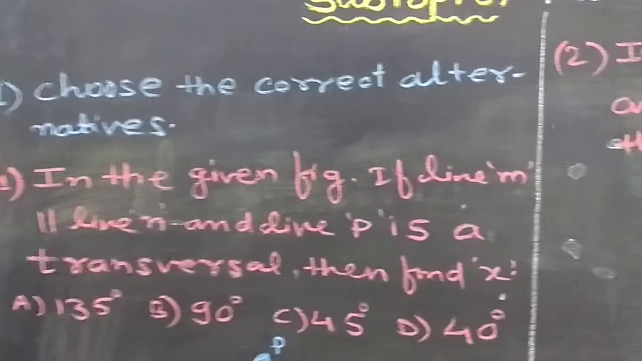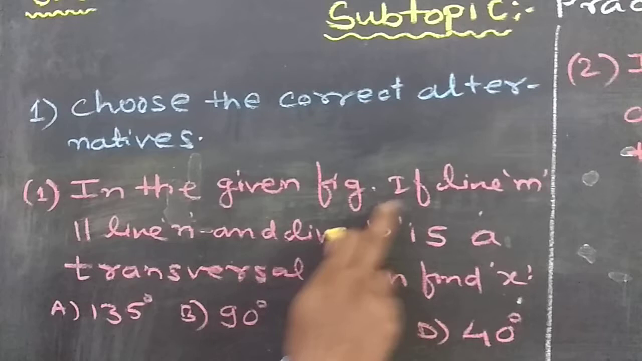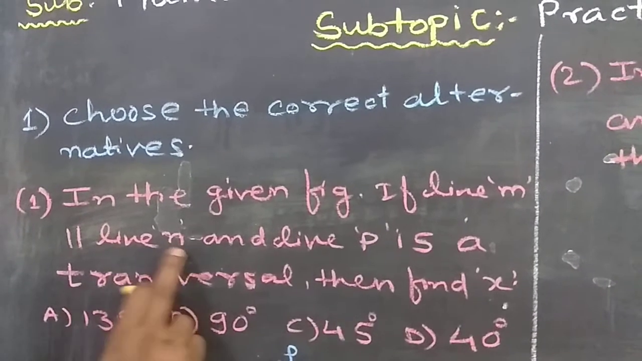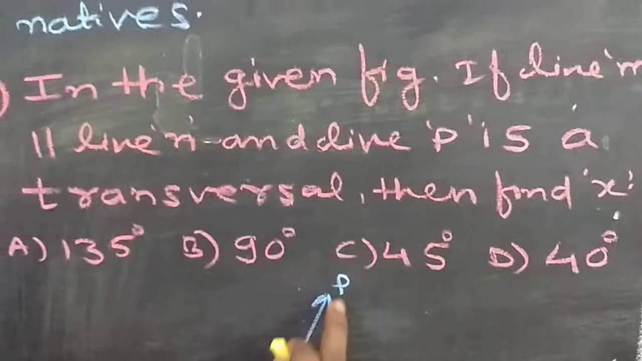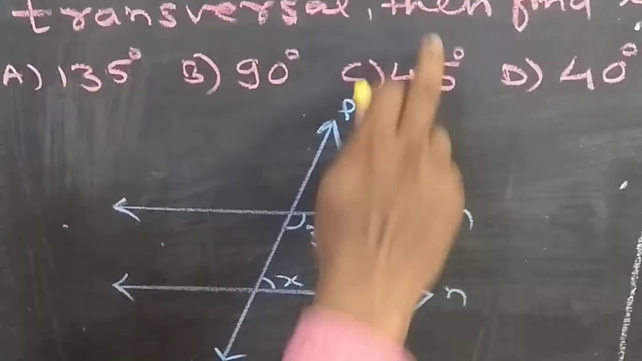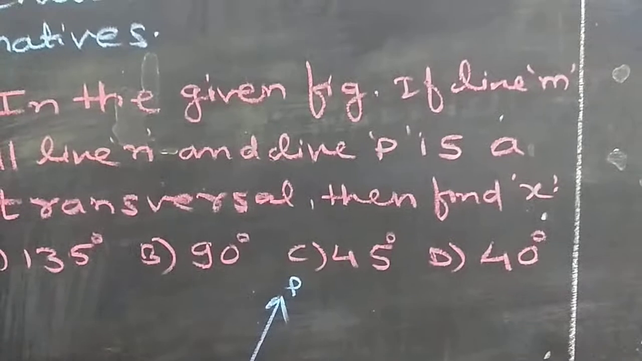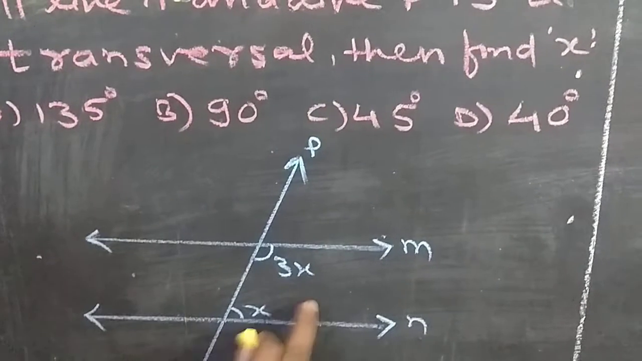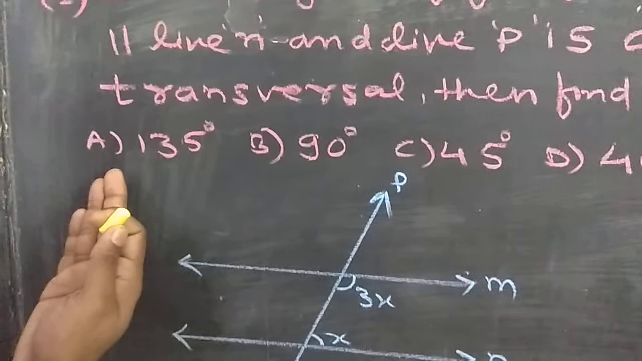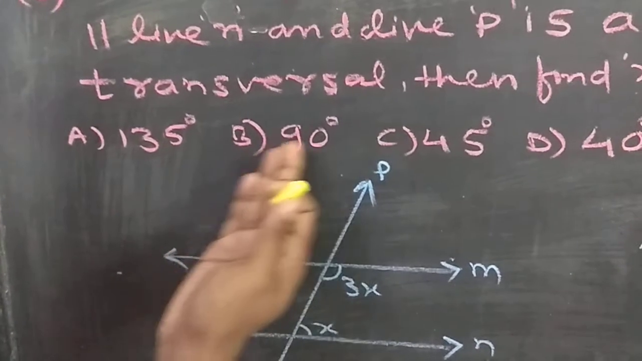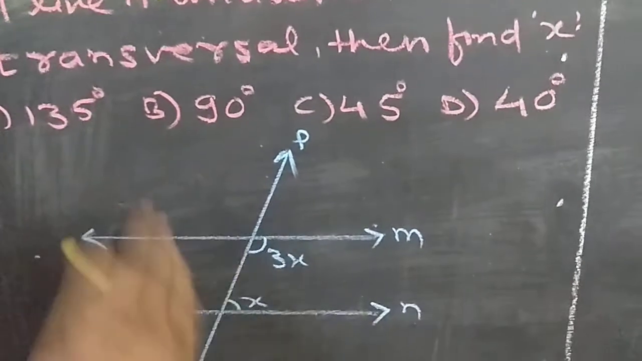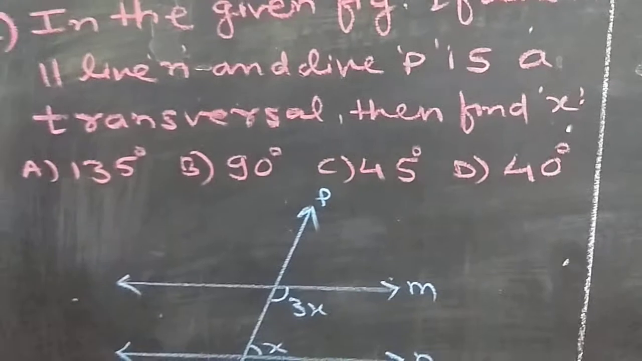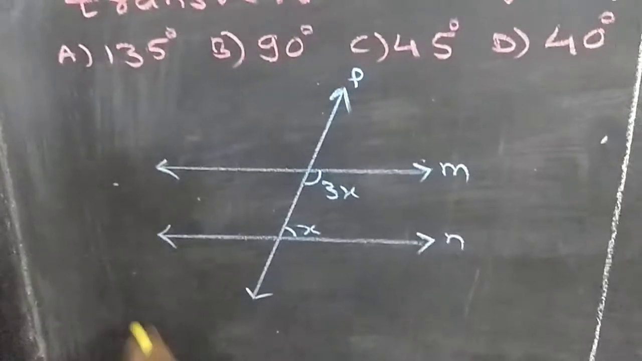See the first question. In the given figure, if line M is parallel to line N, meaning line M and line N both are parallel, and line P is a transversal, then find x. So here you have to find out the value of x. The options given are: A 135, B 90, C 45, D 40. Now you have to decide which value is correct. For that you can see here.